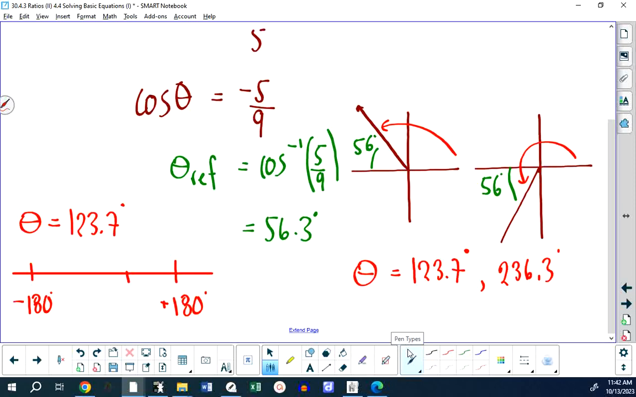Is 236.3 degrees in that domain? No. But does that mean it doesn't have any solutions associated with it? No. 236 is over here someplace. What if we subtract 360? Will it put us in this domain? So you're going to go 236.3 minus 360, which will give you negative 123.7. And then if you subtract 360 again, you're outside of the domain.